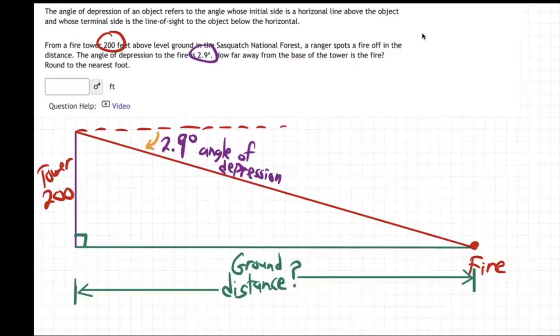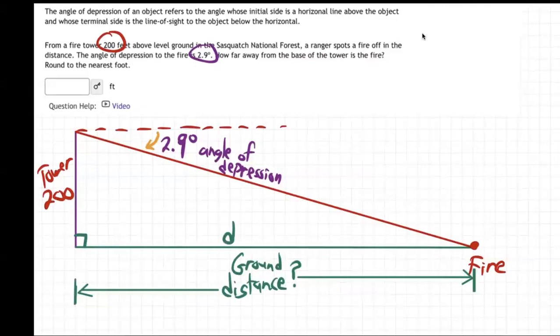So we have a right triangle, assuming the tower is built straight up. It's not the leaning tower, the leaning fire tower. That's weird. So this is X or D. Let's just call it D for distance.